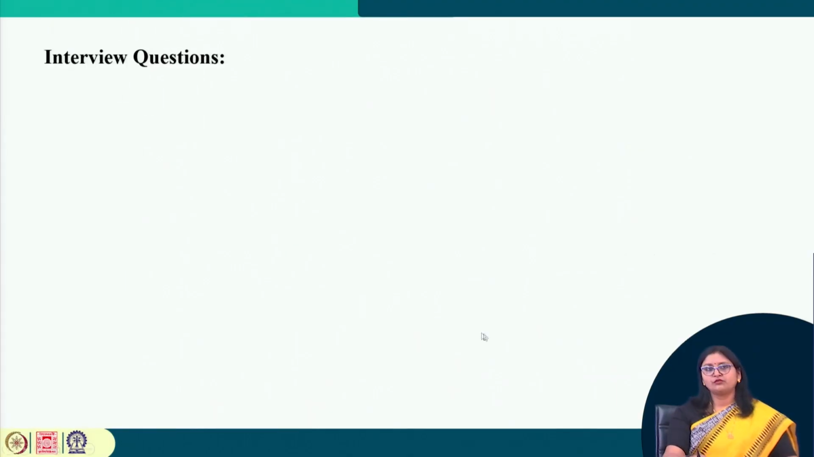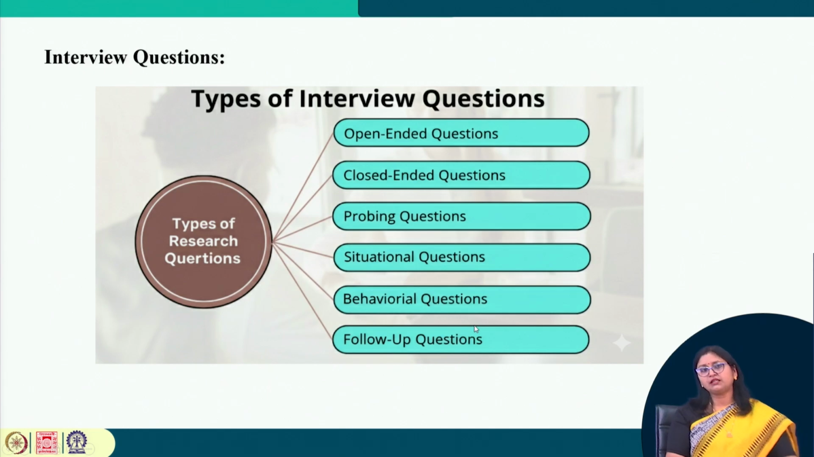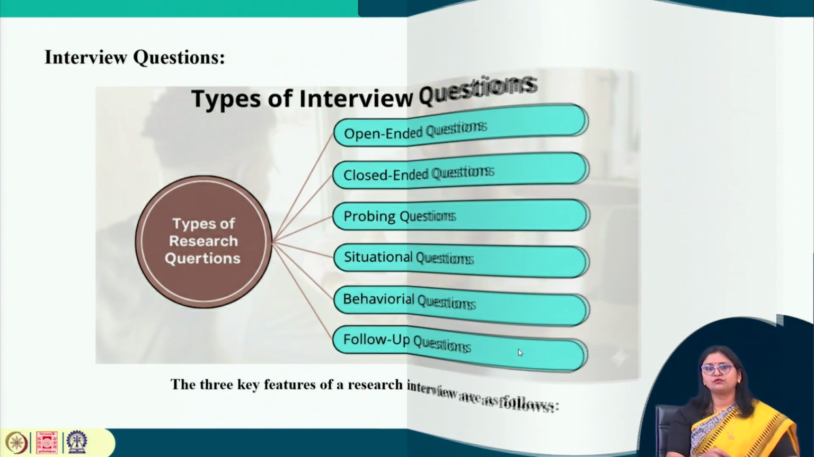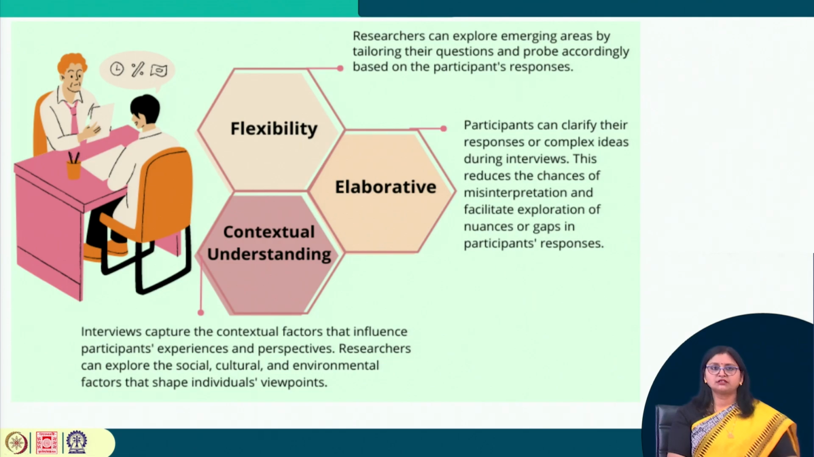And about the interview questions, as per the need and requirement and the type of the research, there are different types of interview questions, like open-ended questions, close-ended questions, probing questions, situational questions, behavioral questions and follow-up questions. So, there are different types of questions, and the main three features of the research interview are as follows. The first one is flexibility, then elaborative, and the third one is contextual understanding.